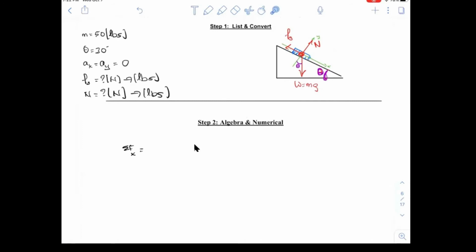Okay, so what do we have along the x direction? Along the x direction, you have the static frictional force. Okay, guys, this direction is positive. The opposite direction is going to be negative. So this one is going to be a negative force, the static frictional force. Okay, what else?